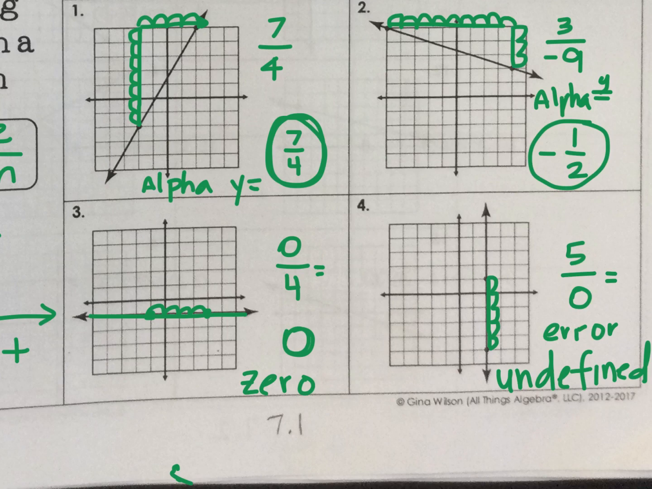So, that is how we do slope. We rise or we run. Now we're going to switch gears. That's how we do slope when we look at a graph. Now we're going to do slope with an equation.